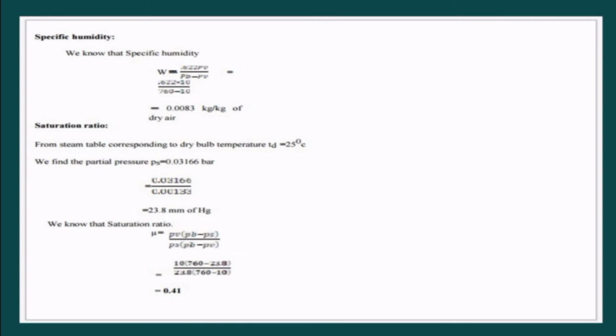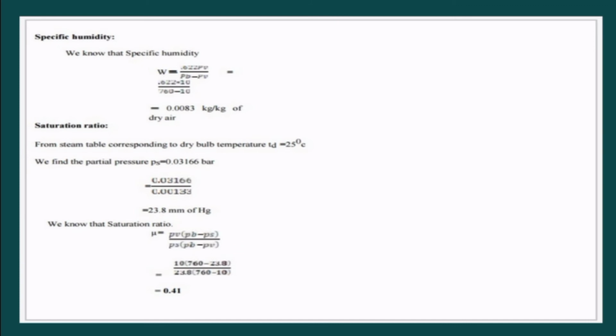For the saturation ratio, from the steam table corresponding to dry bulb temperature TD equal to 25 degrees Celsius, we find the partial pressure PS is equal to 0.03166 bar.